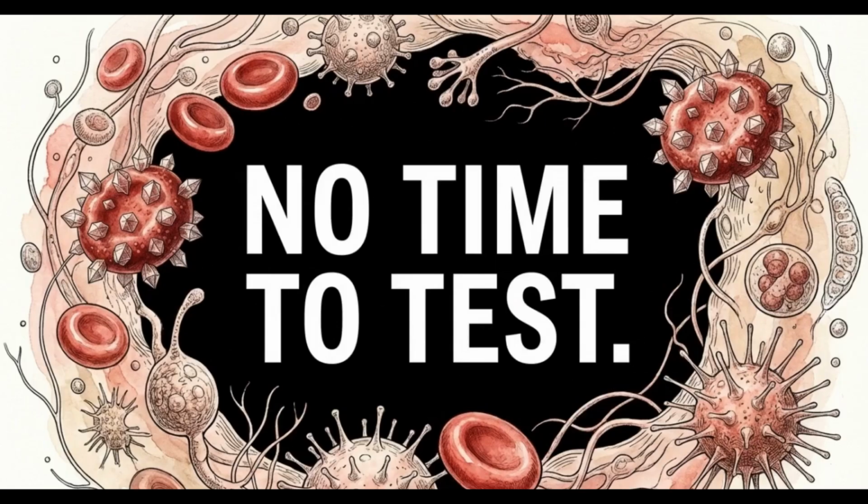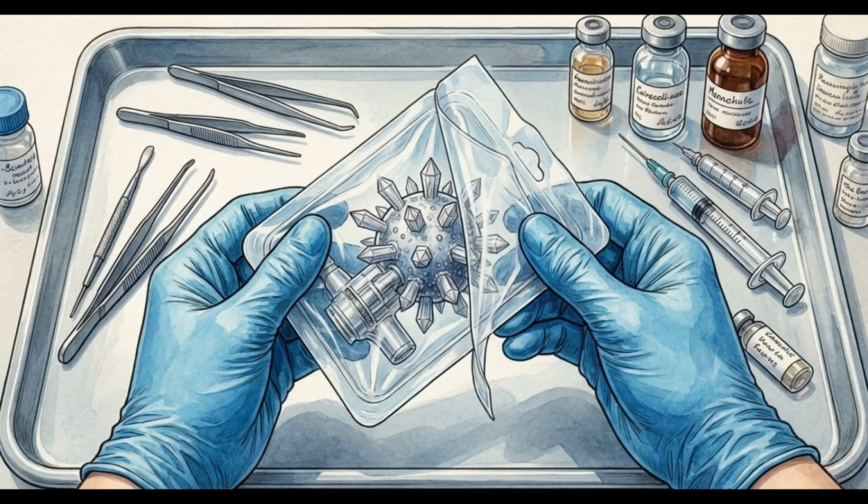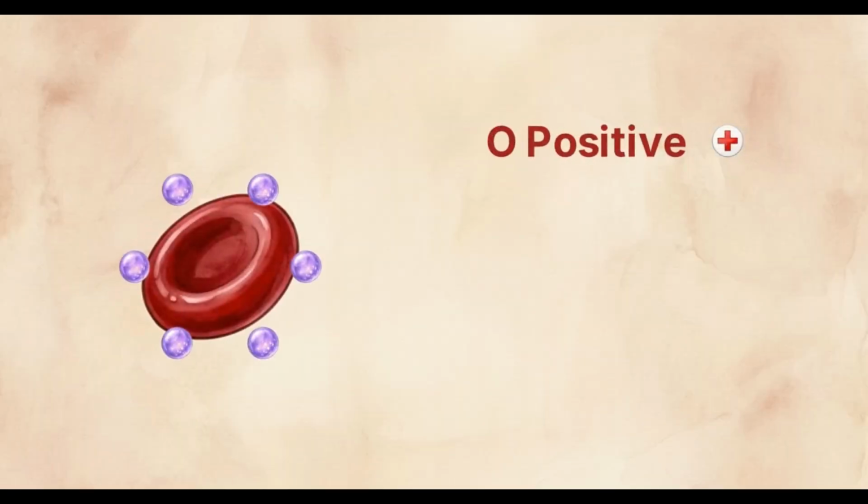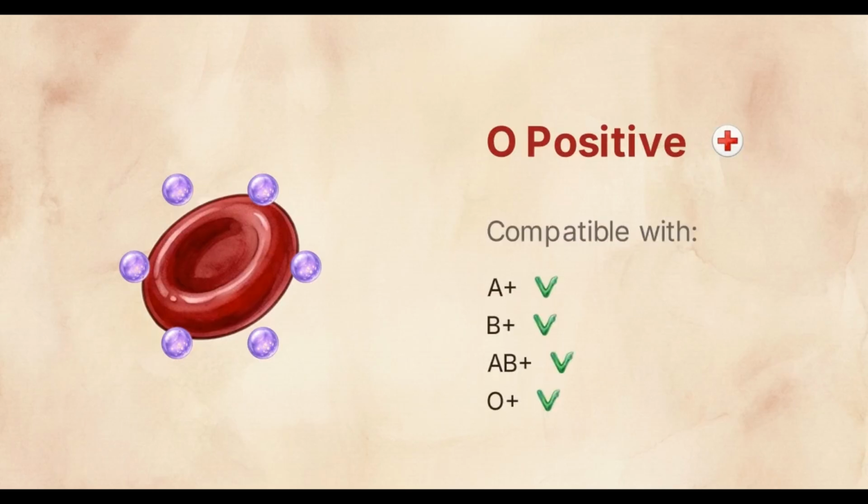Back in the ER, the patient is crashing. There is zero time to run a lab panel to check for A or B antigens. This is where type O steps in. O positive carries no A or B antigens, but keeps the Rh factor. It is the most common blood type worldwide and can be given to all positive blood types.